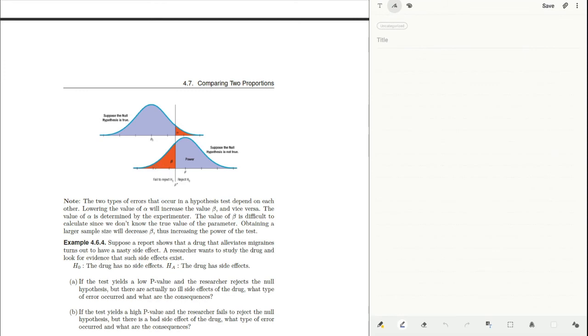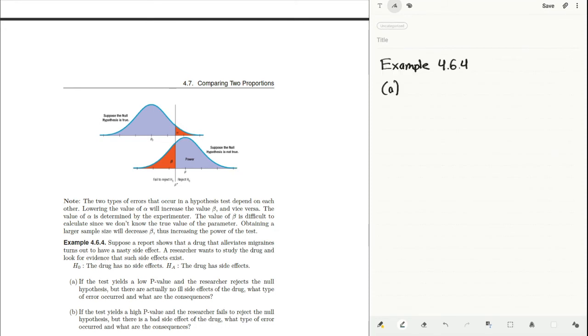Now, if we were to obtain a larger sample size, this would generally cause the standard deviation of the sampling distribution to decrease. And if the standard deviation decreases, this would effectively cause beta to decrease, which would mean we would increase the power of the test.